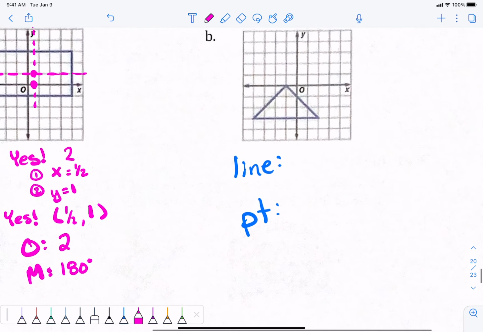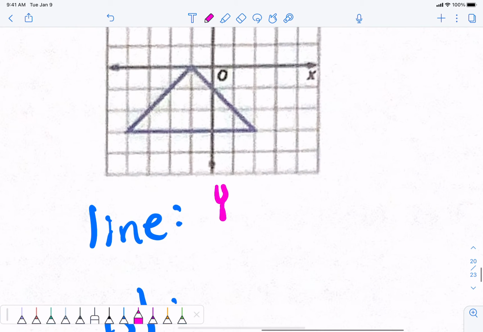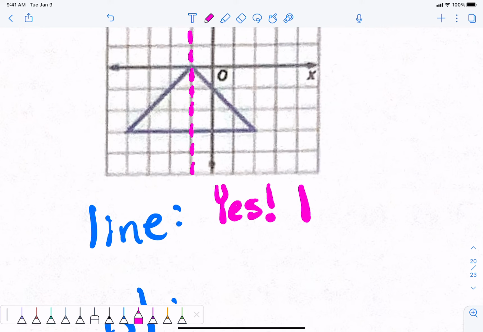I'm going to scroll over. B, does he have a line of symmetry? Yes, how many? 1. He only has 1, and it's going straight up and down, right? At what? X equals -1.